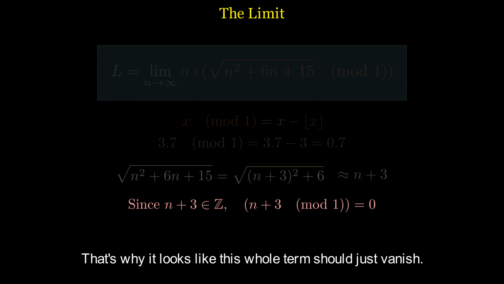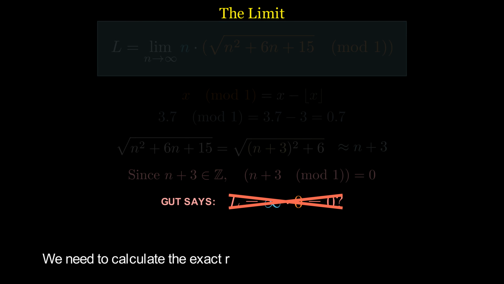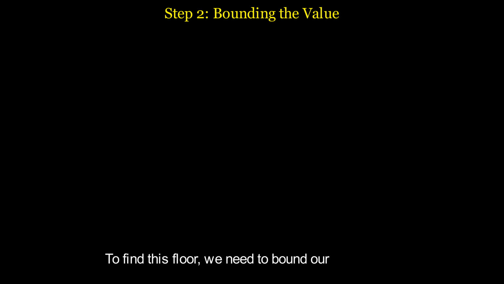So we're left with infinity times 0. This is an indeterminate form. We need to calculate the exact rate at which that term approaches 0. To find this floor, we need to trap our expression between two consecutive perfect squares.